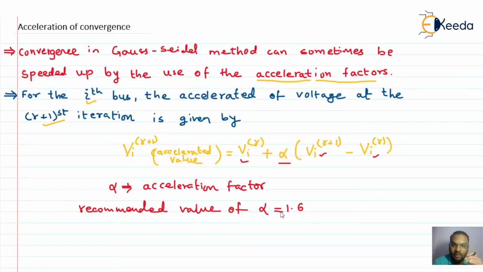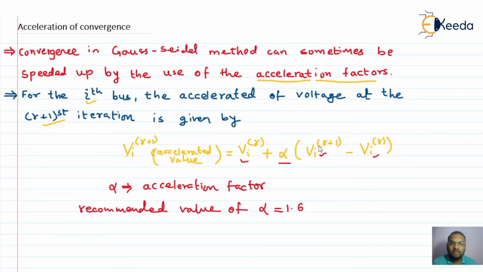For the power system on which you are carrying out the load flow study, if you are making use of this acceleration factor, unless its value is specified, please make use of this value only. Only if it is specified, go for that specified value of alpha. So that is regarding the acceleration of convergence. With the help of this acceleration factor, we can obtain the accelerated value of the voltage at the ith bus in the (r+1)th iteration.